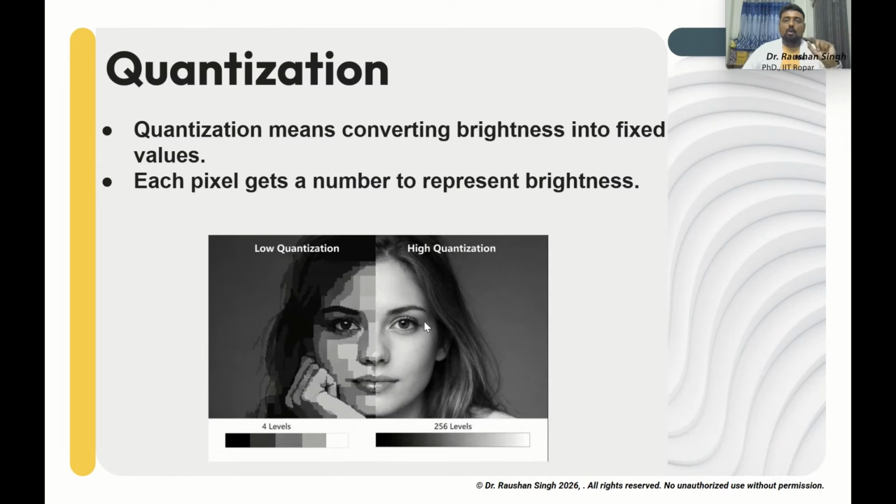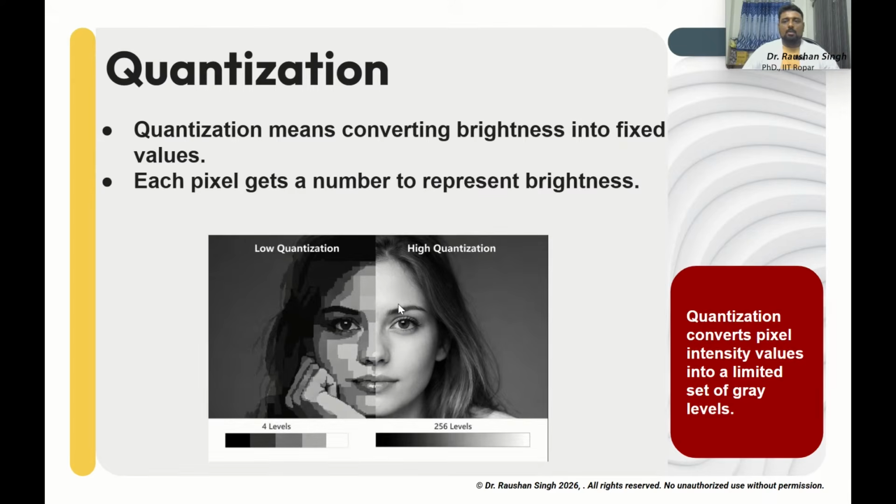But here you have 256 levels to draw this image. Okay, whatever you want. You can do the dark setting, you can do the light setting, or whatever type of setting. Everything is possible. So here the quantization level is high, so the clarity of the image is also very high. So quantization basically converts pixel intensity values into a limited set of gray levels. So if quantization is high, you have a better level of grays to represent the image.